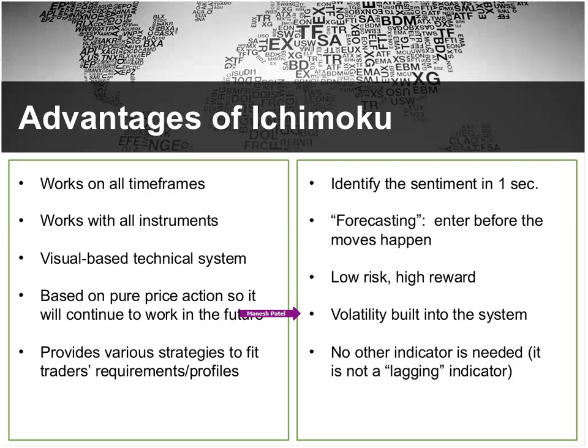And lastly, we do not use any other indicator at all besides Ichimoku. We're solely Ichimoku traders. We do not use any momentum indicators, no oscillators. We don't use Fibonacci, no Elliott wave, nothing at all. What you'll find is that Ichimoku actually incorporates all the other systems within itself.